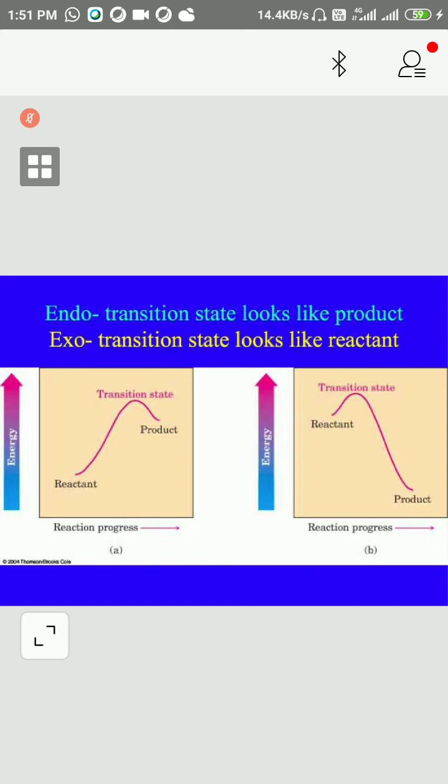You can see this in the reaction progress energy profile diagram also. Here: reactant, transition state, product. So here the product is less stable than the reactant, which means the reaction is endothermic, not exothermic. Energy is not going to be released; energy will be absorbed. Okay? And in this case, energy will be released because the product is very stable. Okay.